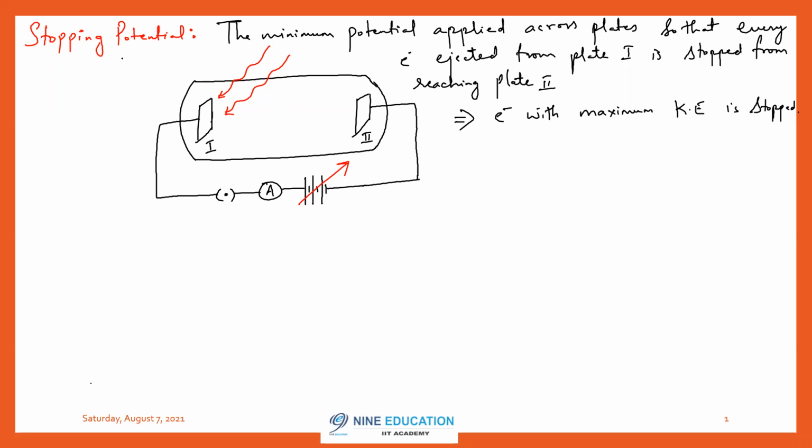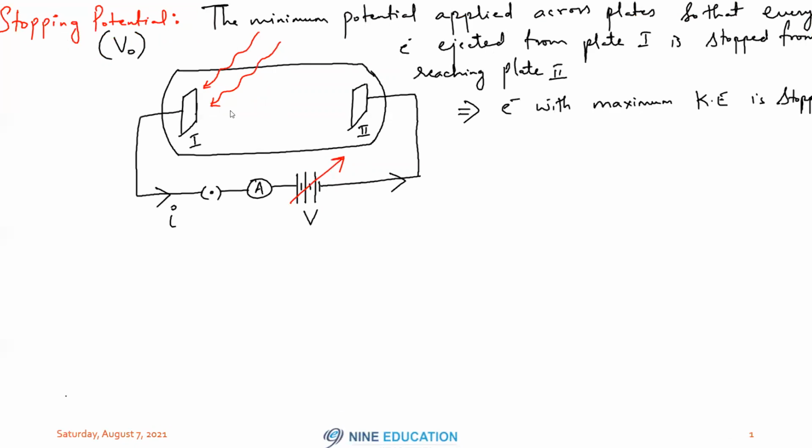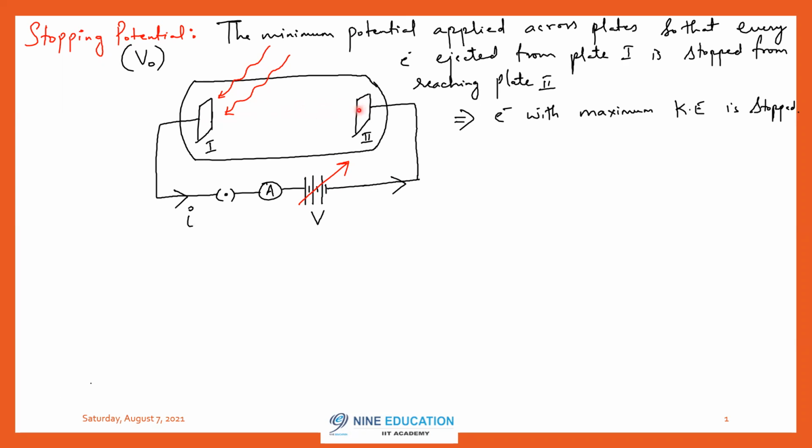Now, what is the current? This stopping potential, let us denote it by V0, and this is V. The applied potential is V, stopping potential is V0. Now, this is the current. In which direction does the current flow? It will flow in this direction, because electrons will flow in the opposite direction, and current flows opposite to the direction of electron flow. So, for V greater than or equal to V0, I is equal to how much, tell me?